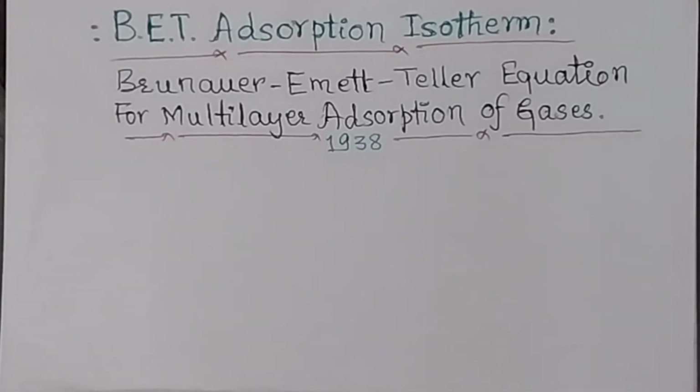Now, Brunauer, Emmett and Teller in the year 1938 derived an equation for the multilayer adsorption of gases on solid surfaces, and this equation is known as the BET adsorption equation or BET adsorption isotherm. Now about its postulates.